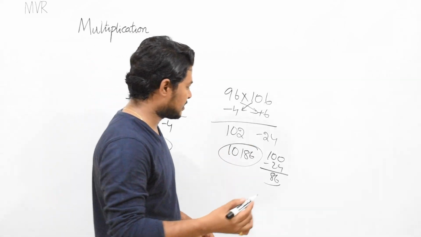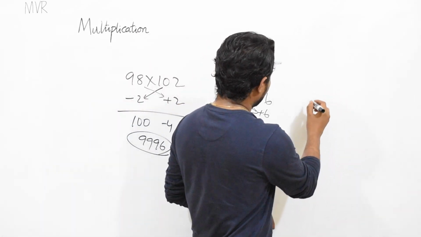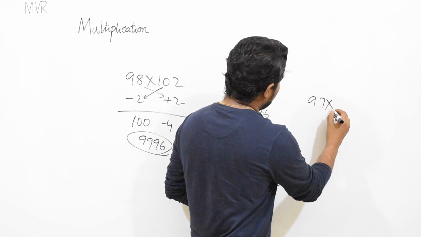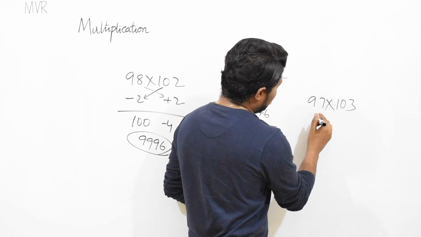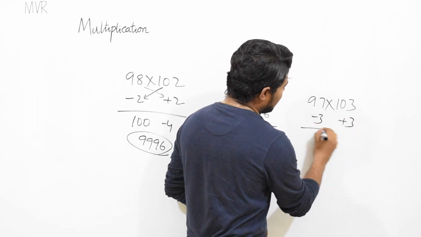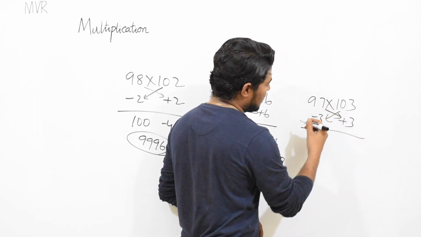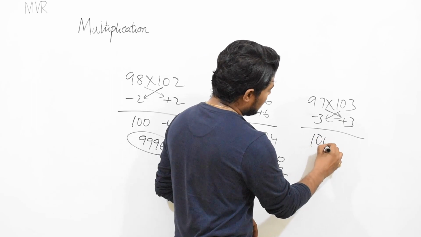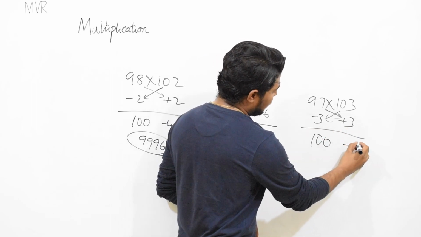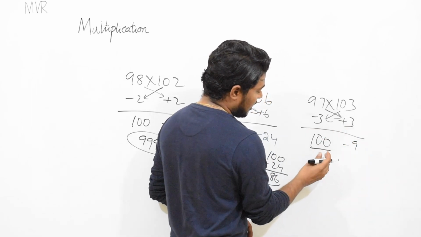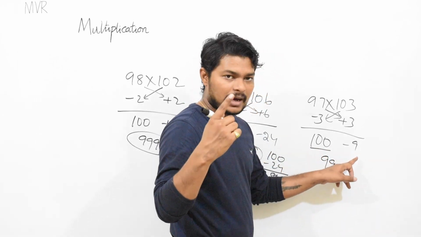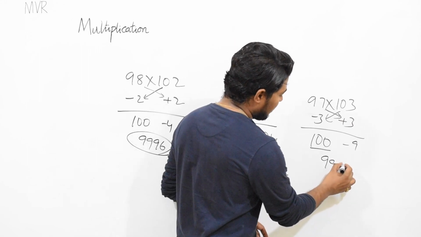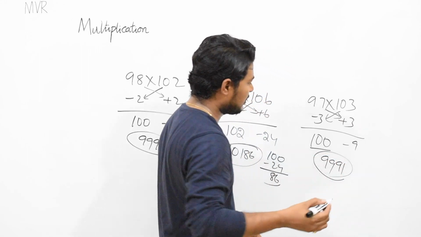Okay, we will take another example. 97 into 103. So this will be minus 3, this will be plus 3. So you can do this minus this or this plus this. This will be equal to 100, and 3 into 3 is 9, minus 9. So from the same 100 you need to give one borrow, so this will become 99, and from 100 you need to subtract 9, this will become 91. So this will be the value.